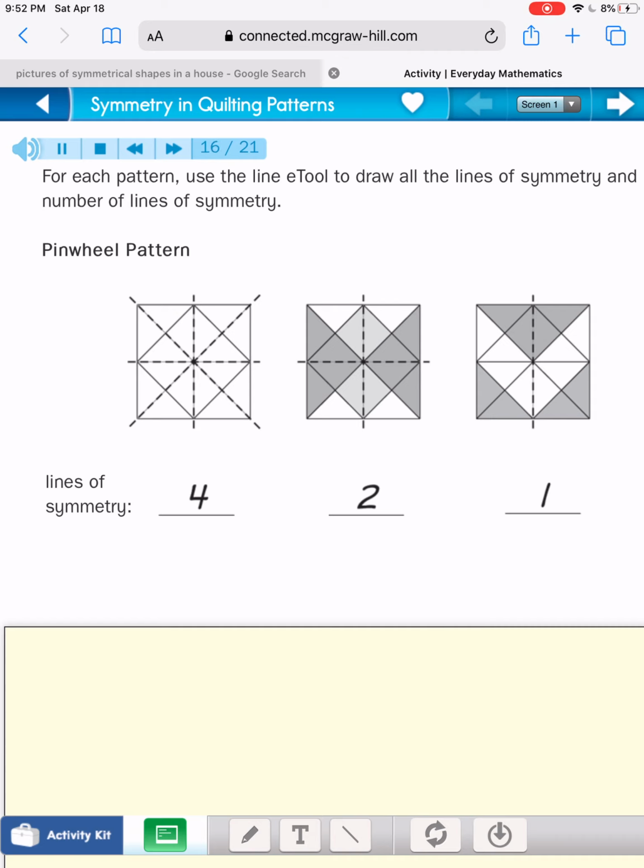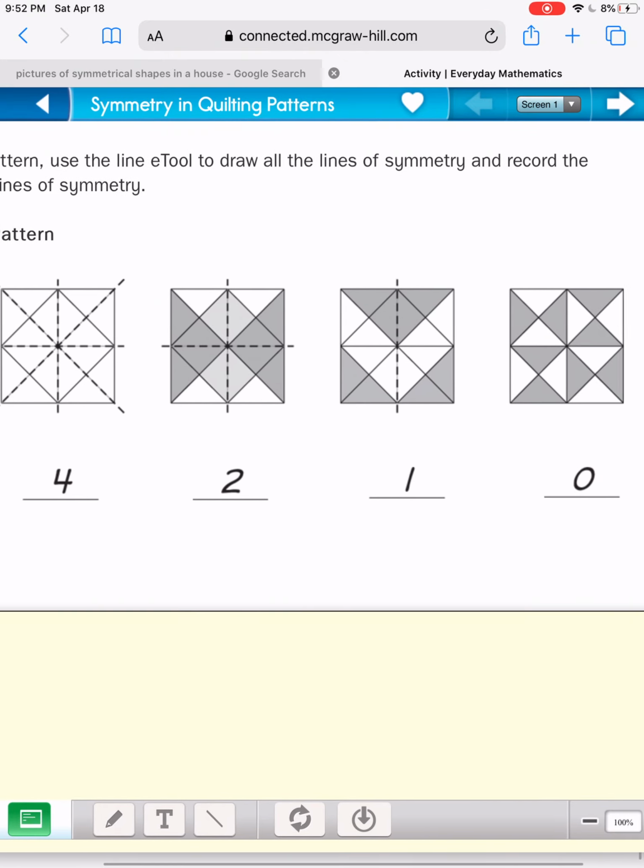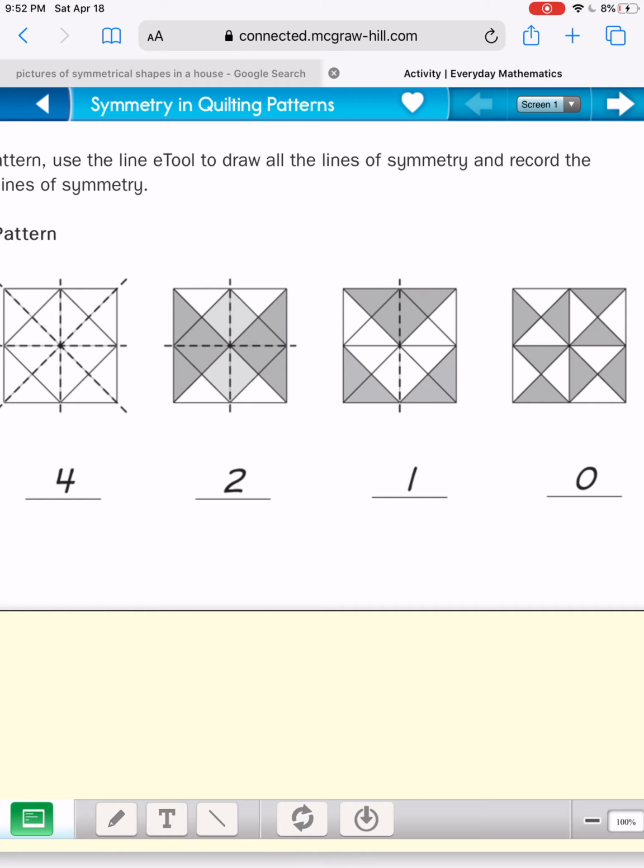Lines of symmetry. 4, 2, 1, 0. Okay. So when I have all 4 of these quilting patterns on my screen, if you look at them quickly, at your first glance, they do not look like they are the same. However, the original layout is the same. What makes the image look different is the coloring and the gray areas that are shaded in different locations in each square. And that also affects the number of lines of symmetry that they have.